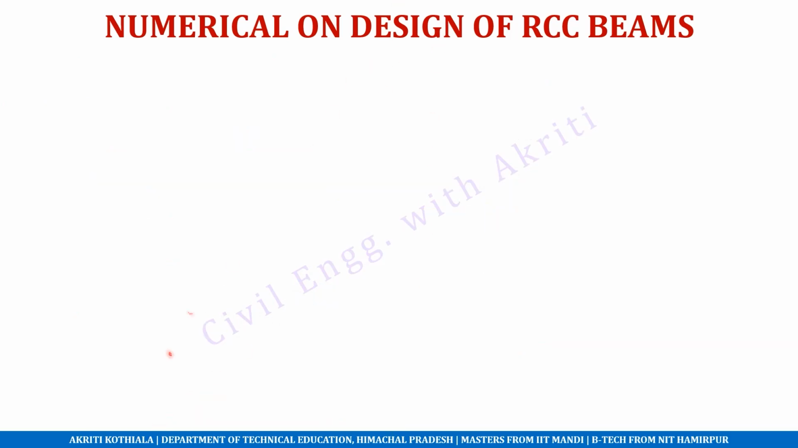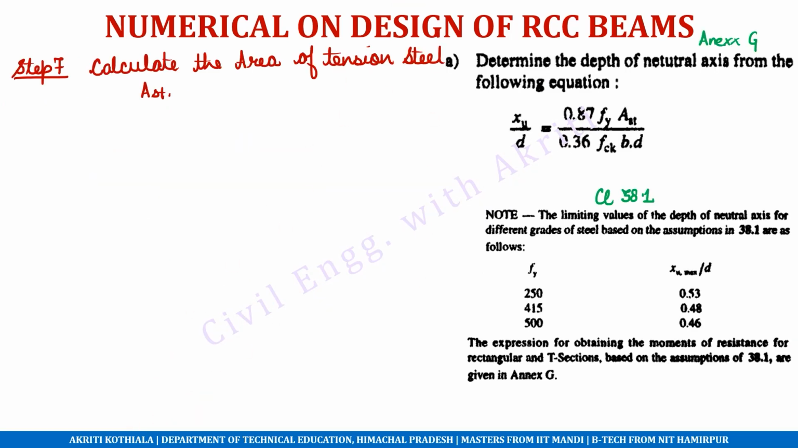So moving on to the next step, we have to calculate the area of tension steel. To calculate the area of tension steel, we again go back to Annex G, in which we have the formula Xu by d is equal to 0.87 fy Ast upon 0.36 fck bd. So from here we can calculate Ast. Since we are assuming this to be a balanced section, we can write that Xu is equal to Xu max or Xu limiting. And we can find the value of Xu max by d again from clause 38.1, which is equal to 0.48 for Fe 415.